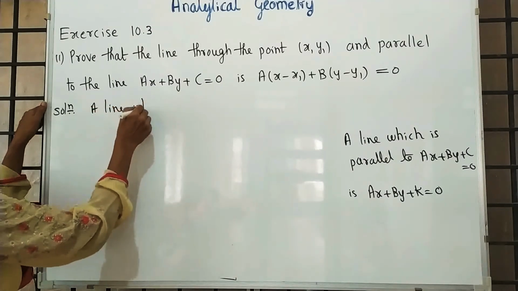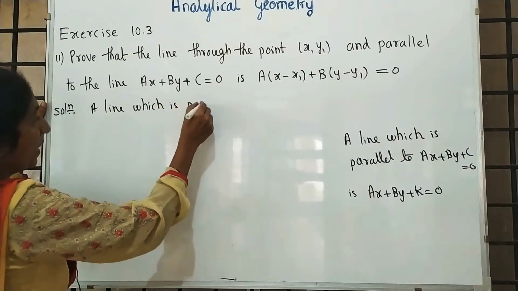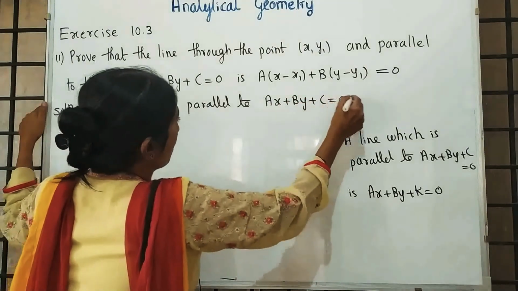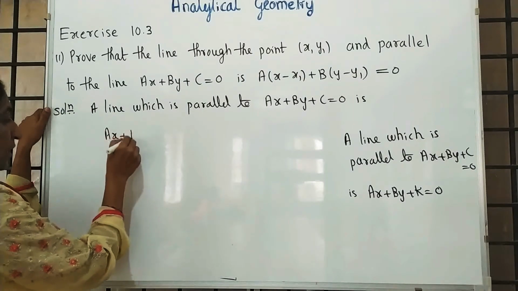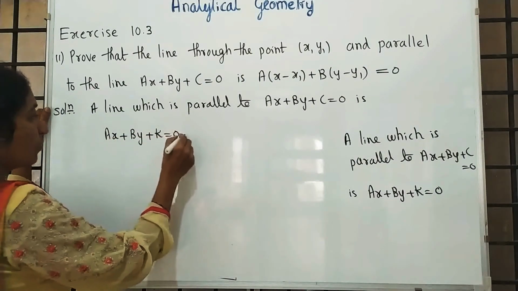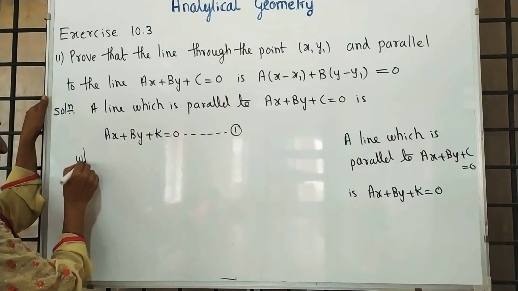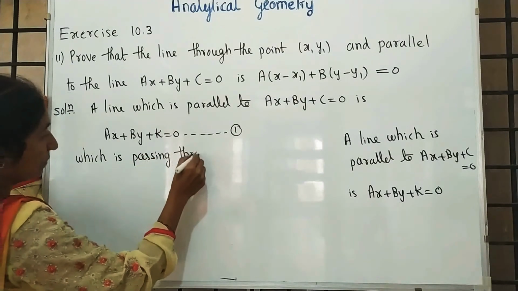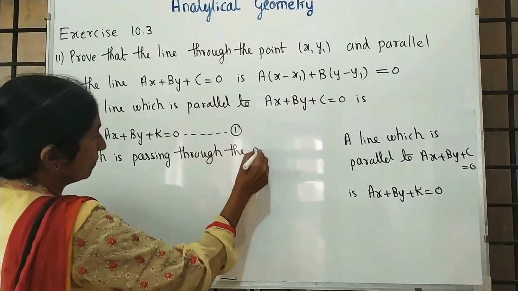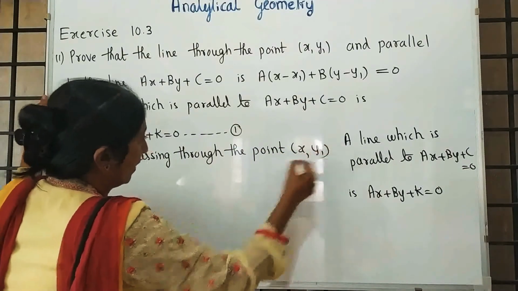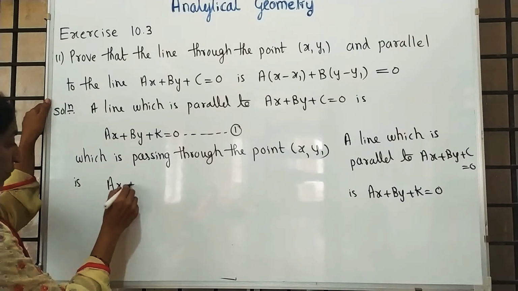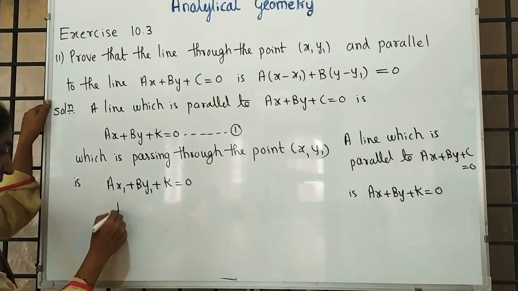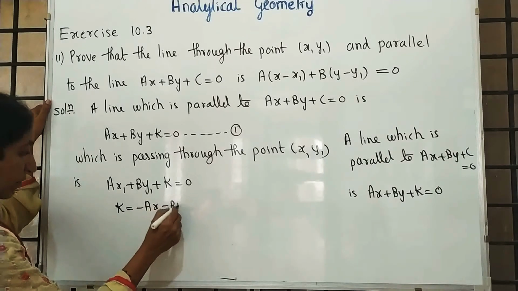a line which is parallel to ax plus by plus c is equal to 0 is ax plus by plus k is equal to 0, and it is given that it is passing through the point x1 y1, so ax1 plus by1 plus k is equal to 0. x and y are replaced by x1 y1. k is equal to minus ax1 minus by1.